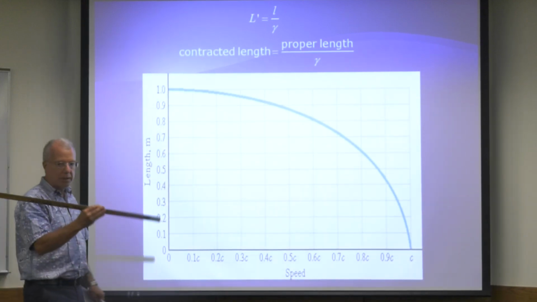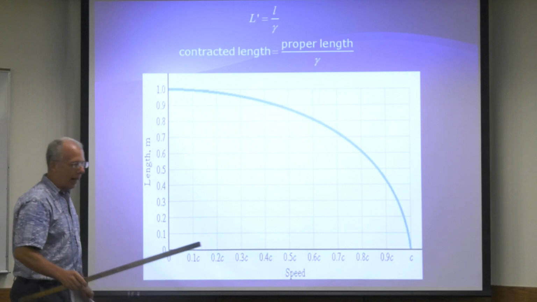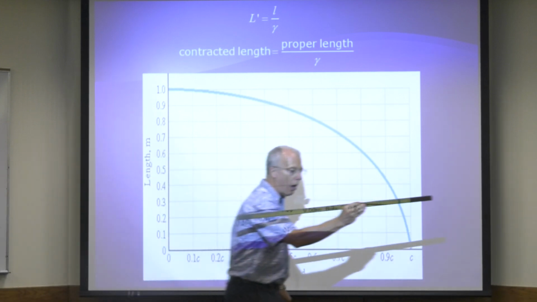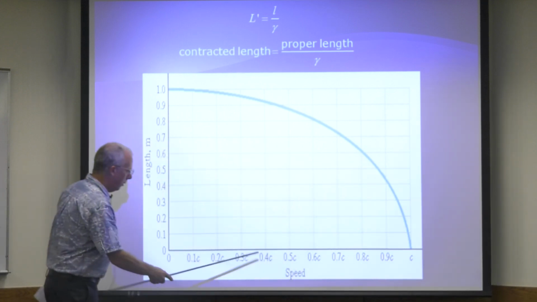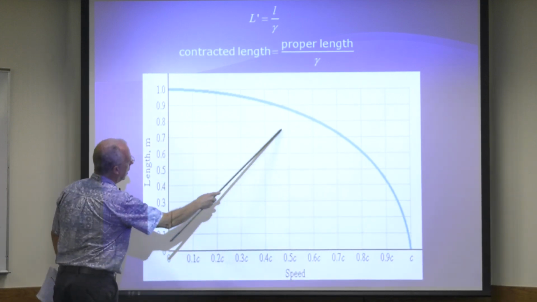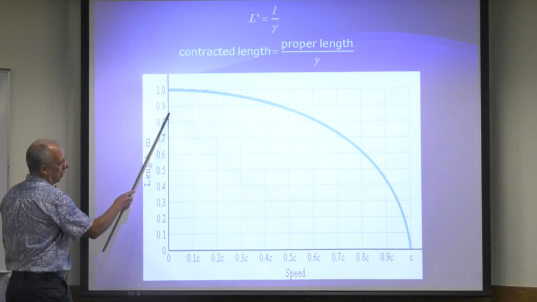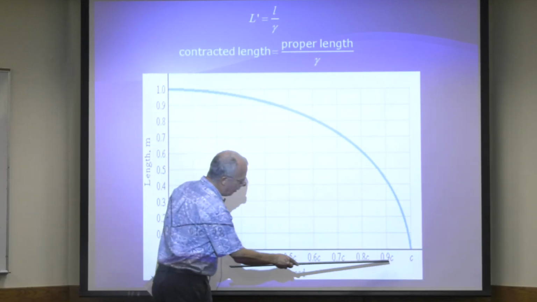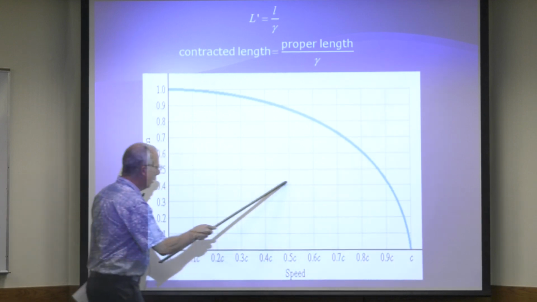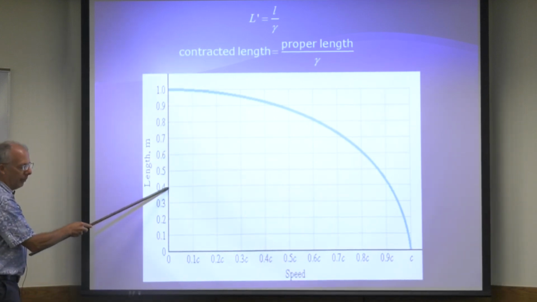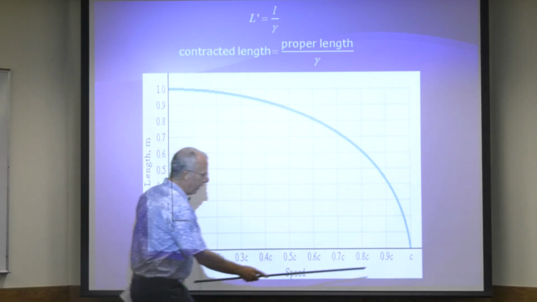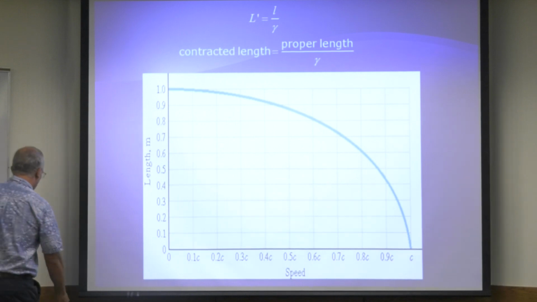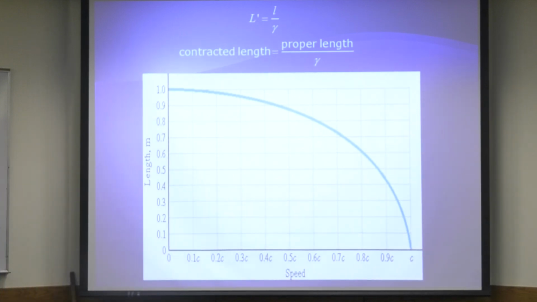I'm going to say a meter, you're going to say a meter. But look, if I'm going at half of the speed of light relative to you, I still say it's a meter long, but what are you going to measure? You're going to measure 0.86 or something like that. If I'm going at 90% of the speed of light relative to you, you're going to measure the meter stick to be like 0.4 something meters. If I'm going nearly the speed of light, you're going to measure it to be super tiny, right? So that's called length contraction.